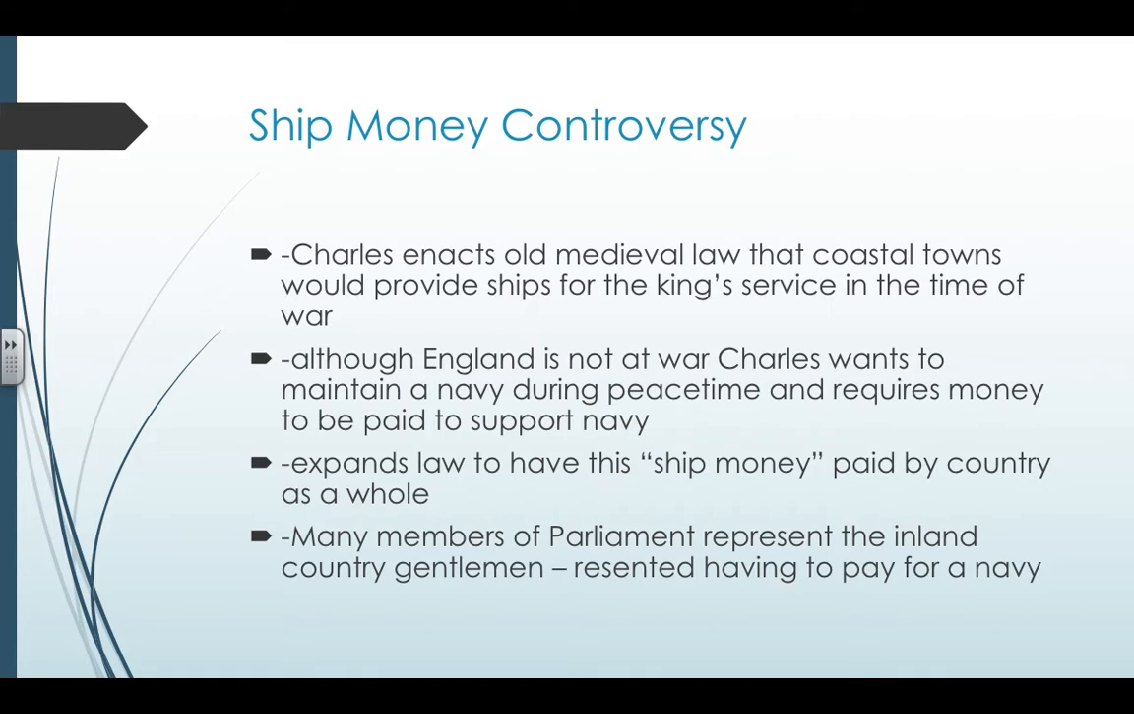And in the ship money controversy, Charles enacts an old medieval law that coastal towns would provide ships for the king's service in a time of war, right? So they had this old law that basically said, hey, if it's a time of warfare, these coastal towns have to give ships to the king. Well, England's not at war at the time, but Charles decides to take this law and says, well, I want to maintain a navy during peacetime, so I'm going to need the ships anyway.